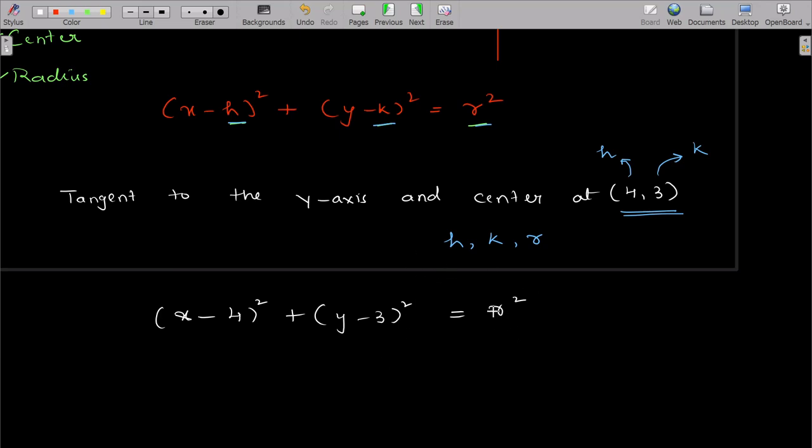Okay, now we need to find out the radius. h is done, k is done. Now in order to find out the radius, we will see what other information is given to us in the question. So it says that the circle is tangent to the y-axis.